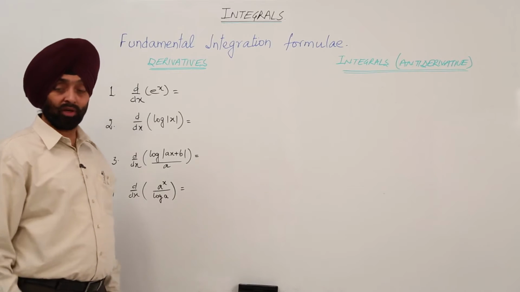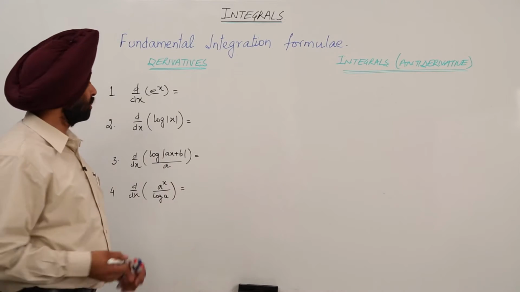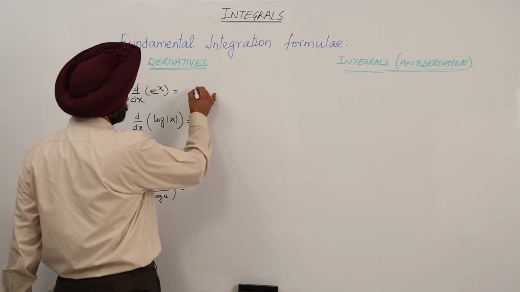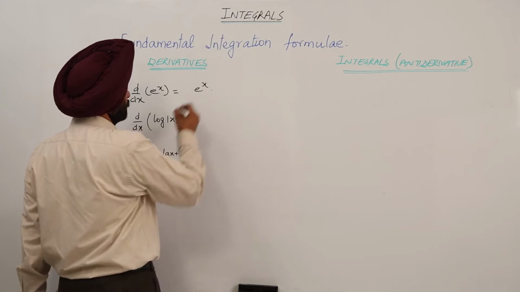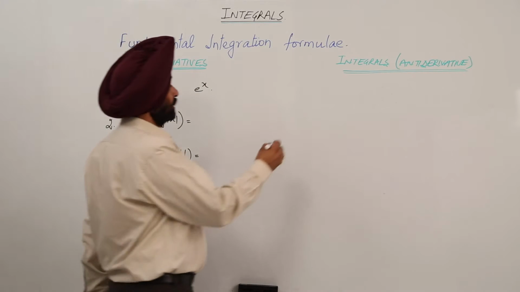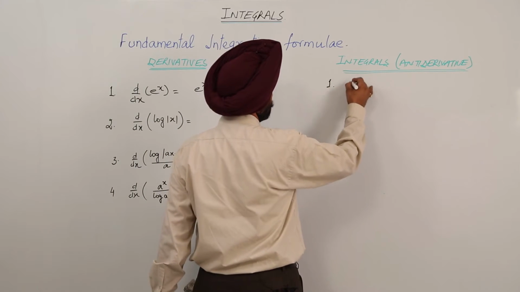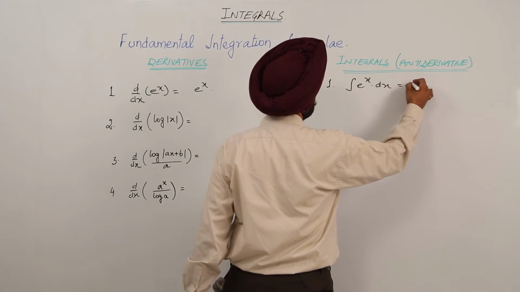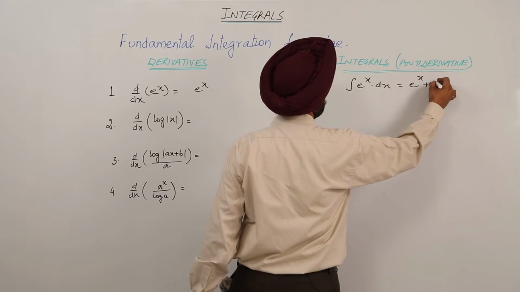Fundamental integration formulas for exponential and logarithm functions. Now d by dx of e raised to power x, the result is e raised to power x. So integration of e raised to power x dx is equal to e raised to power x plus c.